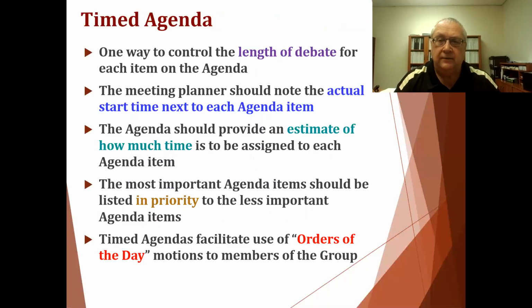One way to control the length of debate is to set time slots for each item on the agenda. Meeting planners should know that the actual start time is assigned right beside each item on the agenda. The agenda should provide an estimate of how much time is going to be assigned to each item. And we want to make sure that the agenda is structured in such a way that the most important items, the high interest items, are listed in priority, in that they're dealt with first, with the less important issues being dealt with later as we progress through the agenda.